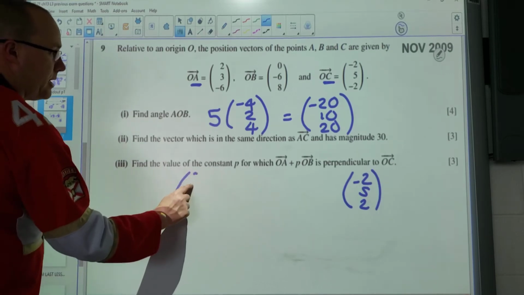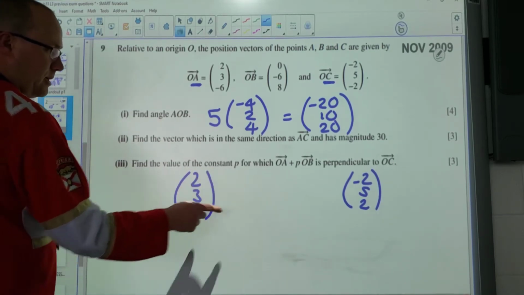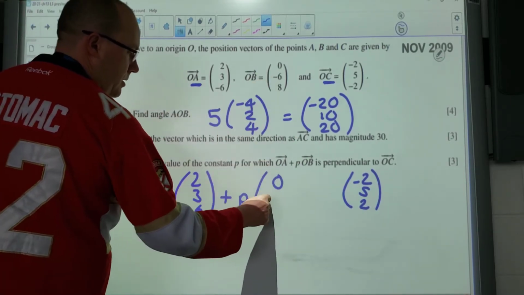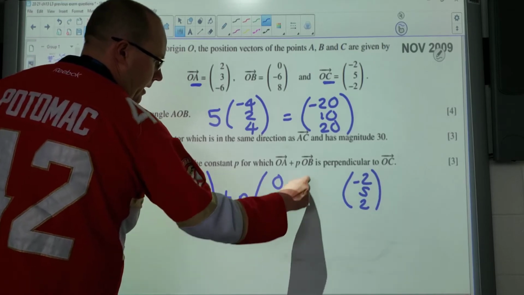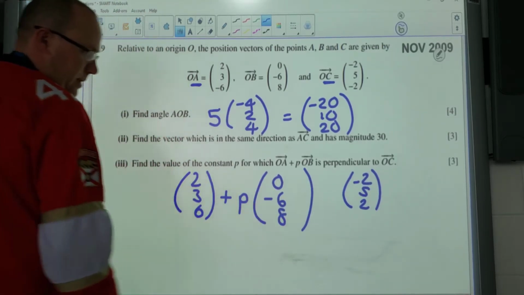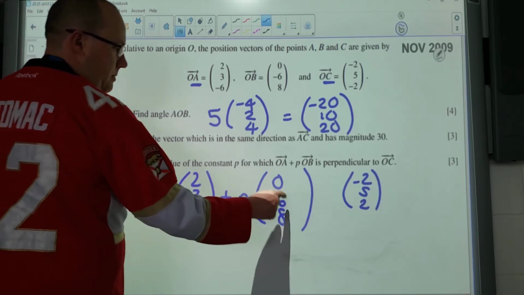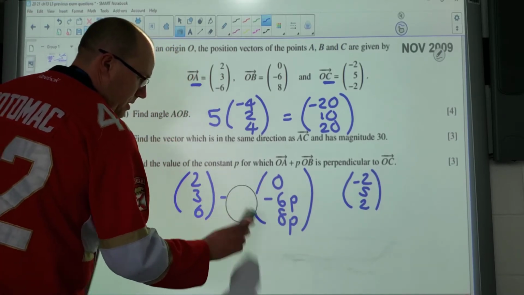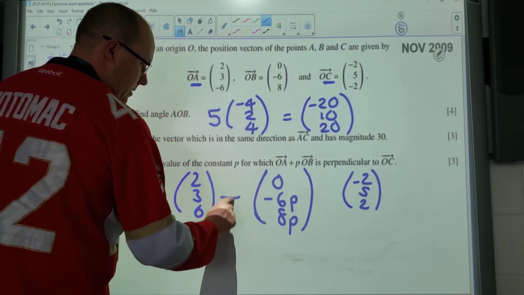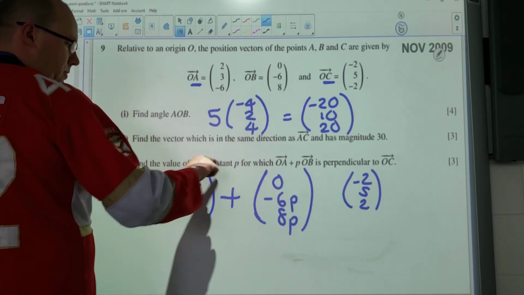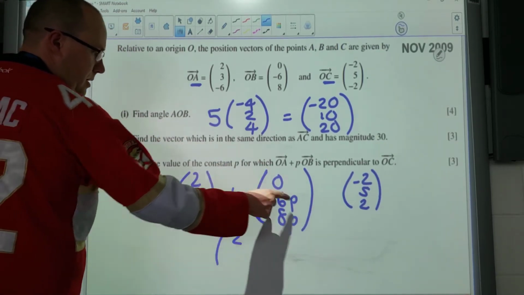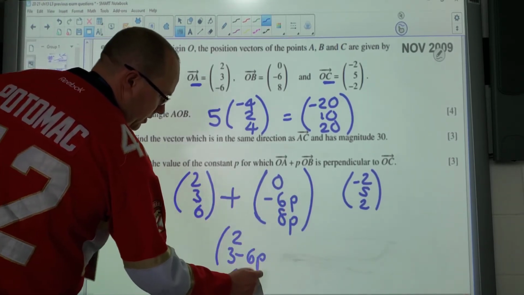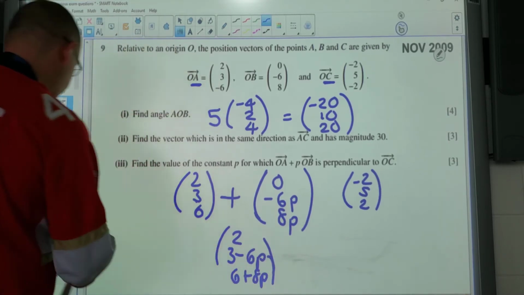So OA is 2, 3, and 6, plus P times OB, which is 0, -6, and 8. And if I distribute these, P times 0 is 0, P times -6 is -6P, and P times 8 is 8P. As I'm adding these together, I just add similar elements together. So the top row, 2 add 0 is 2, 3 add -6P is 3 minus 6P, and 6 plus 8P is just 6 plus 8P.